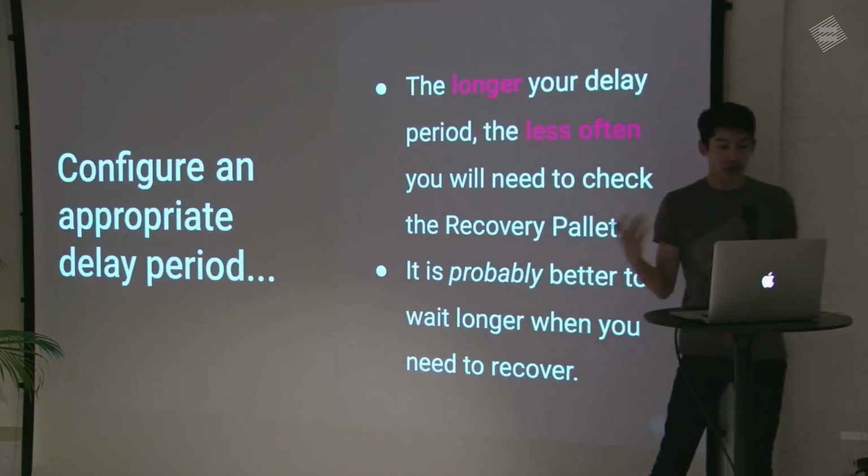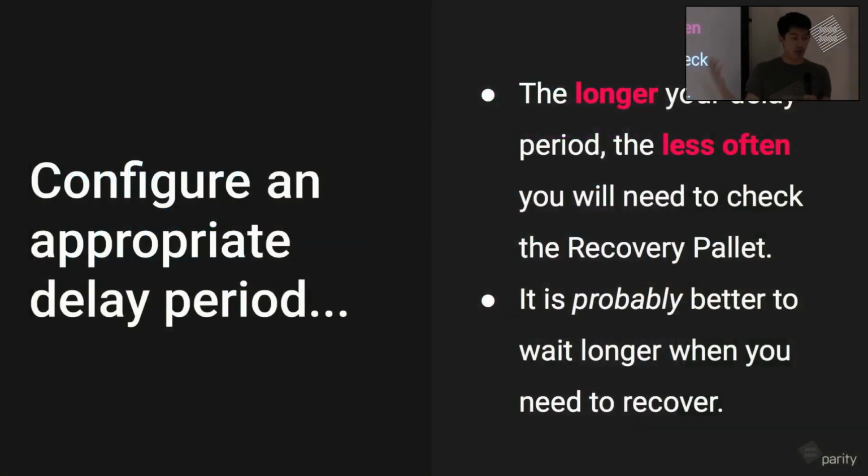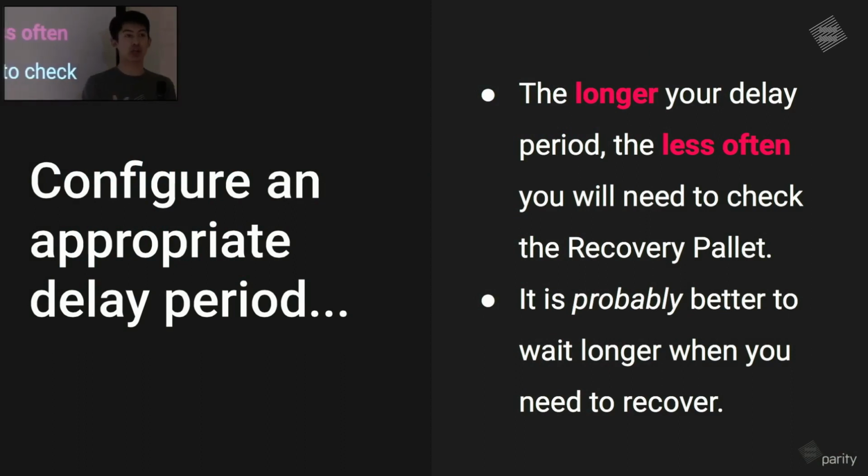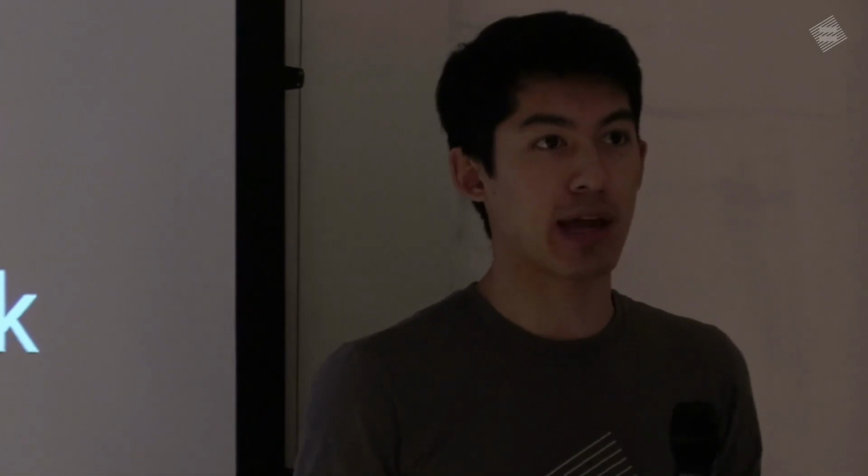Okay, so other considerations, things to talk about. First, if you're going to be using this, obviously an important part is configuring an appropriate delay period, right? The longer you set your delay period, the less often you need to check. So it's probably in general better to set a pretty long period here. Even if you actually lost your key, waiting 3 months is kind of better than allowing a malicious actor to get like 3 days to access your account.